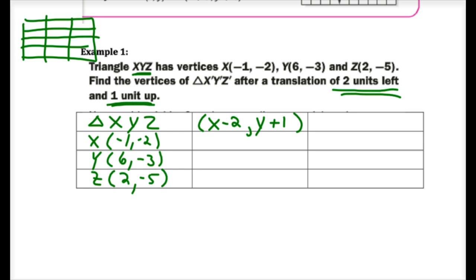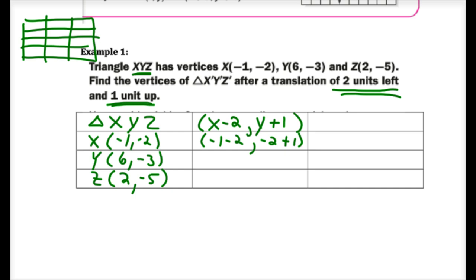You've got to be good with your integers. You're going to subtract 2 from your x value on all of these, and add 1 to your y value on all of these. I'm going to write it out here: -1 minus 2, comma, -2 plus 1. Be careful with your negative signs for your integer work.